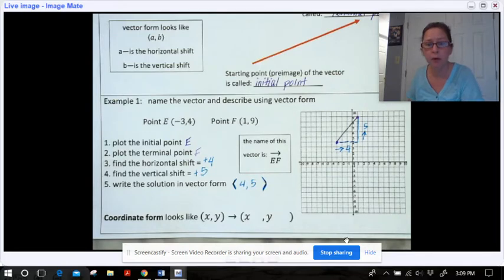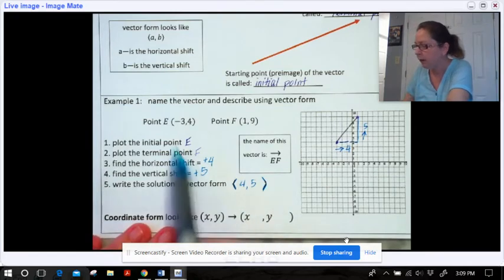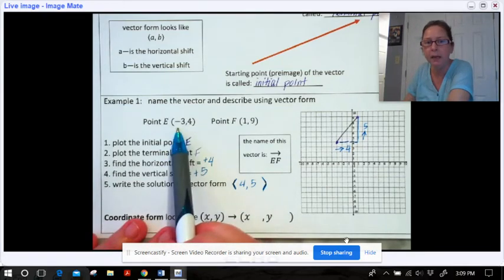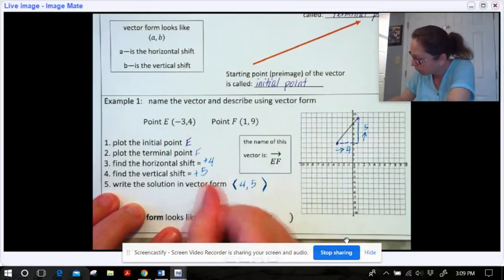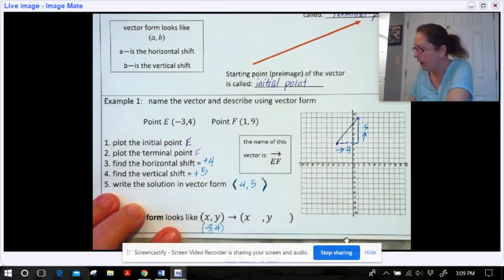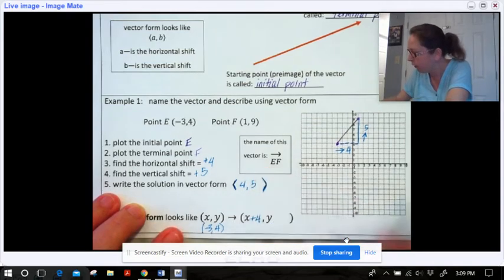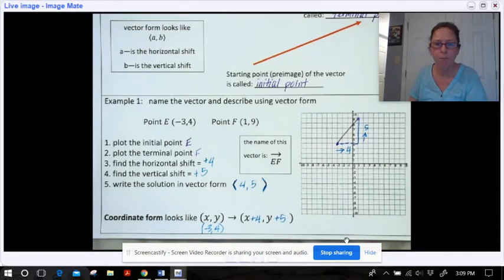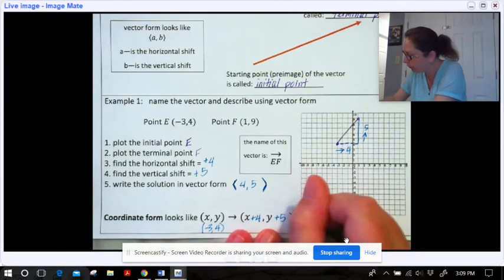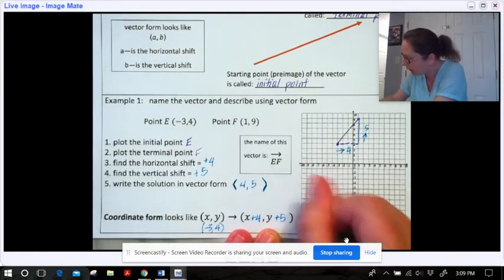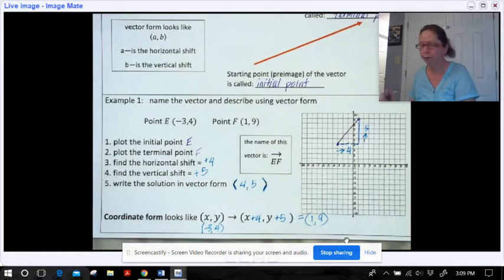Let's talk about what the coordinate form would look like. Wherever my original x, y values are, point E, my pre-image, was at negative 3, comma 4. In order to get to the terminal point, point F, I had to go right 4 and up 5. That is my coordinate form. And that got me to 1, comma 9, to point F.